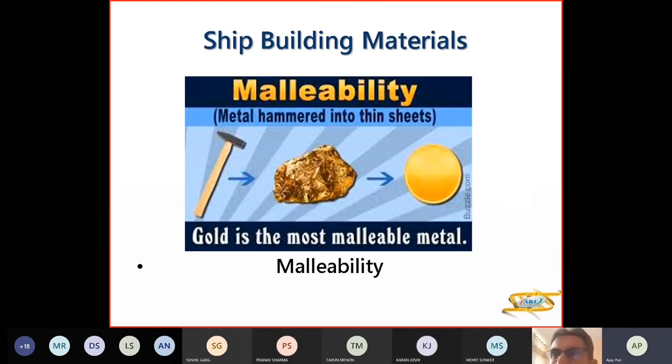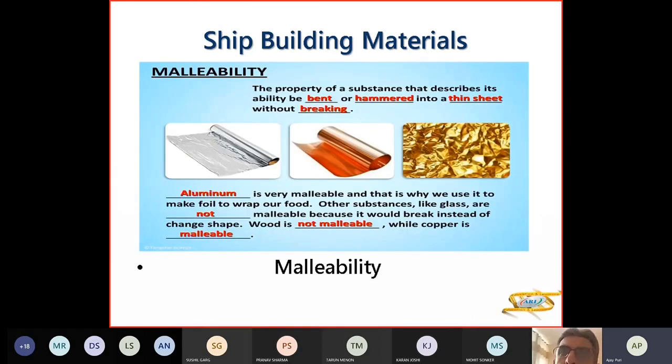Gold is the most malleable metal. That's why it can be used in making ornaments. Here you have aluminum foil, which you use for packing your food material. Malleability is the property of a substance that can be bent or hammered into thin sheets without breaking. Aluminum is very malleable. That's why you use it for wrapping food. Glass is not malleable. Wood is not malleable. Copper is malleable.